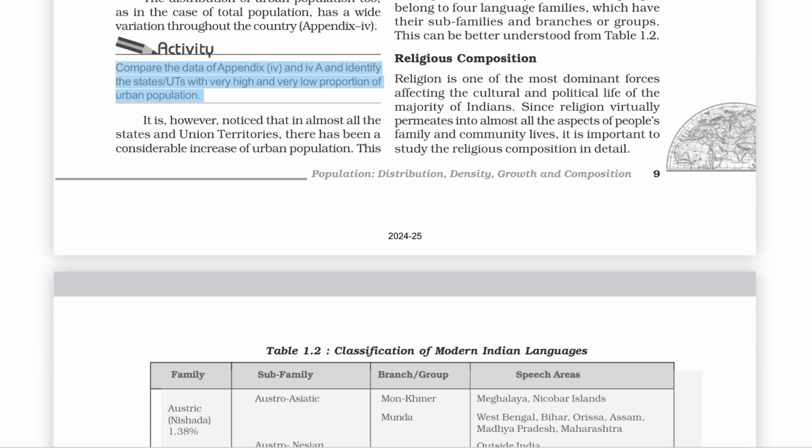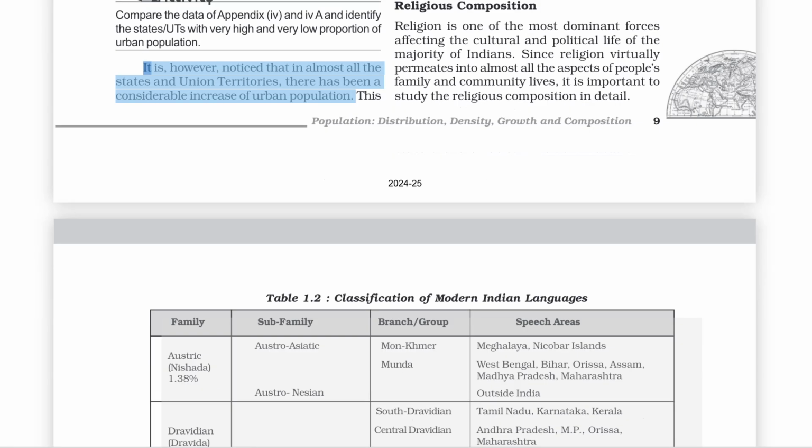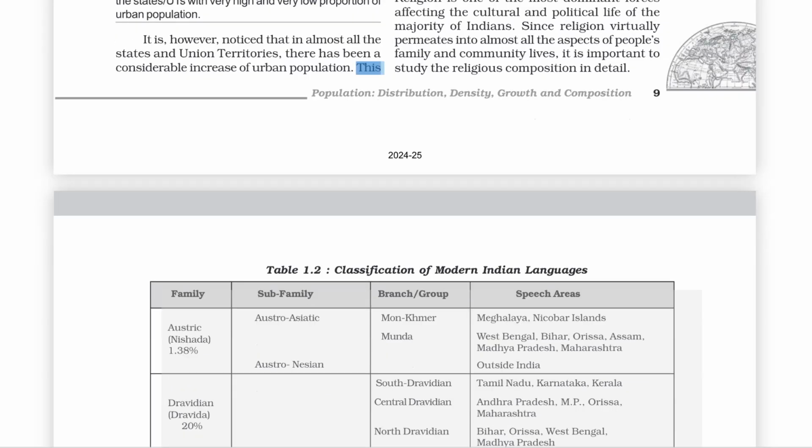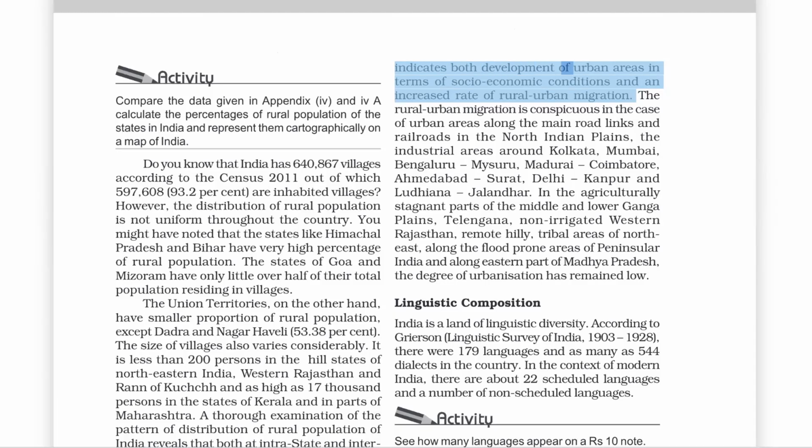Appendix 4. Compare the data of Appendix 4 and 4A and identify the states/UTs with very high and very low proportion of urban population. It is, however, noticed that in almost all the states and union territories there has been a considerable increase of urban population. This indicates both development of urban areas in terms of socio-economic conditions and an increased rate of rural-urban migration.